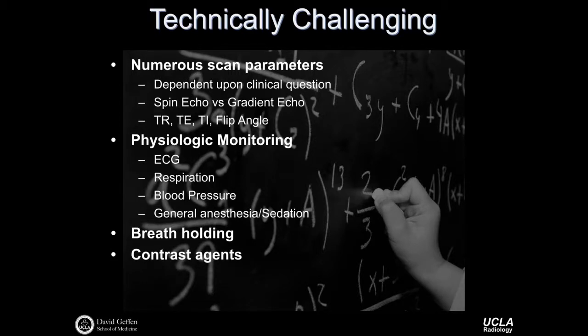Oftentimes we'll use contrast agents, and that requires using a needle into the antecubital vein to inject the contrast agent, loading the contrast injector, programming the contrast pump so that it uses the right amount of contrast agent at the correct rate. And all these things add to the overall technical complexity of an MR exam. We also have to choose coils, and while that's not terribly complicated, it adds to the procedural complexity of adjusting and setting up anterior arrays that pick up imaging information from the chest or the abdomen or the pelvis or the head or the neck.